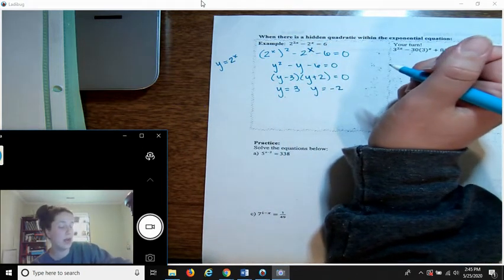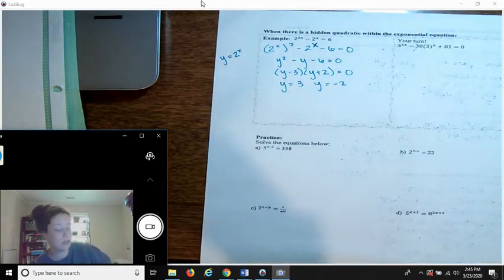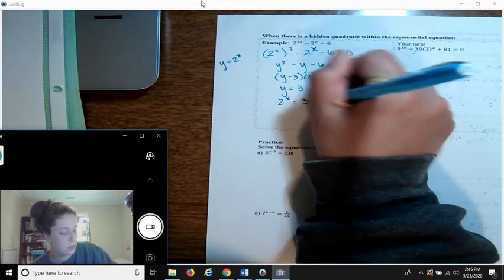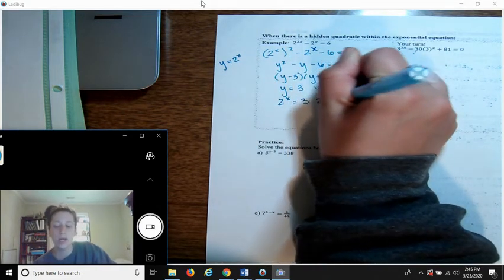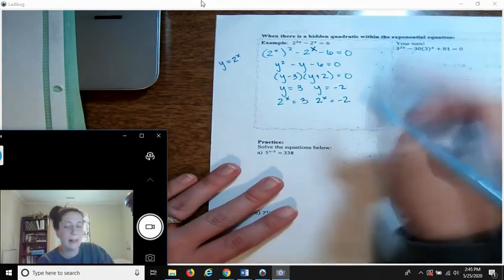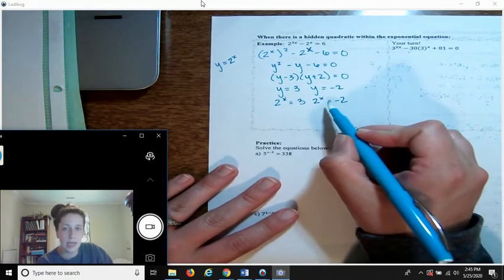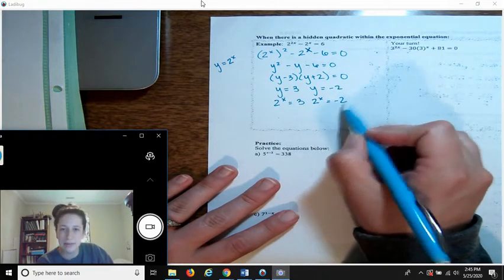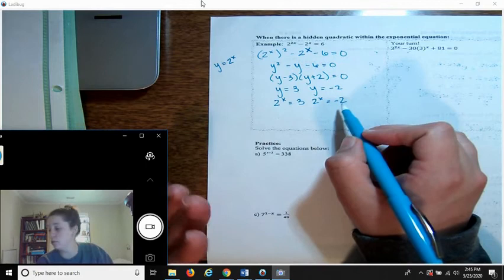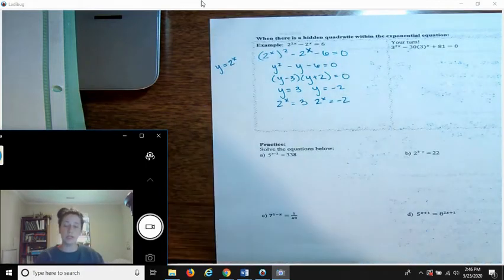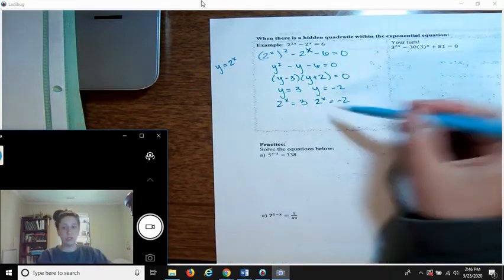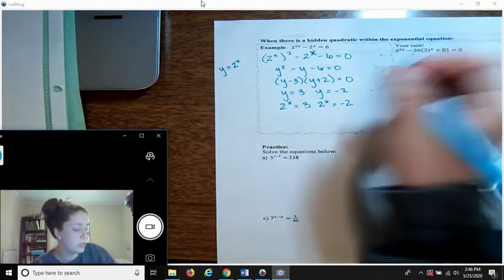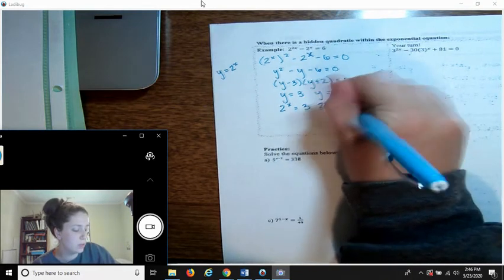And because y was 2 to the x, I have to rewrite this. 2 to the x equals -2. Now here we need to ask ourselves, is there any value of x, any exponent, that will give us a negative value? The answer should be no. If you don't believe it, you can graph the function 2 to the x on your calculator, and you'll see it's all in the first quadrant. It's all positive. So this one should have no solution.